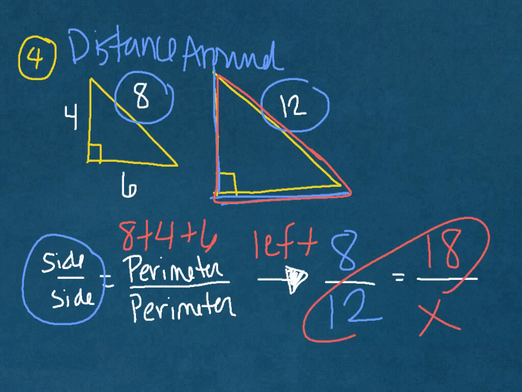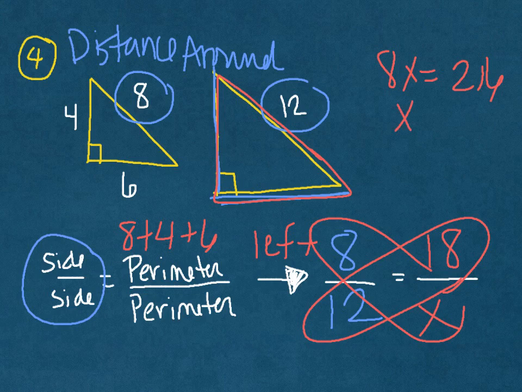So now we're going to cross multiply. So we get 8x equals 216, and then divide by 8 and you get 27. So the perimeter of the triangle on the right is 27. So again, an easy way to find those out.